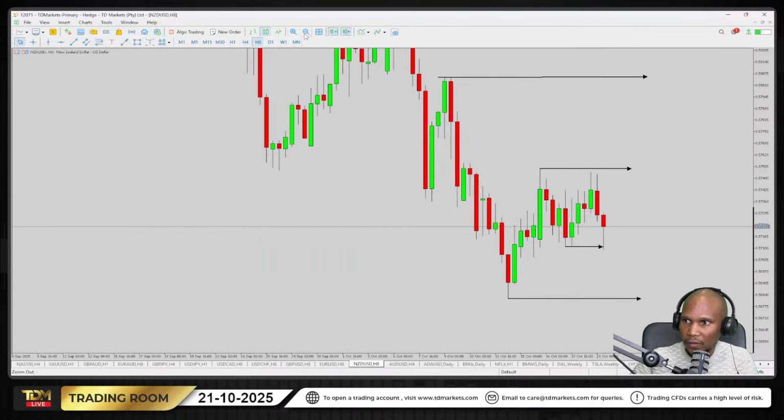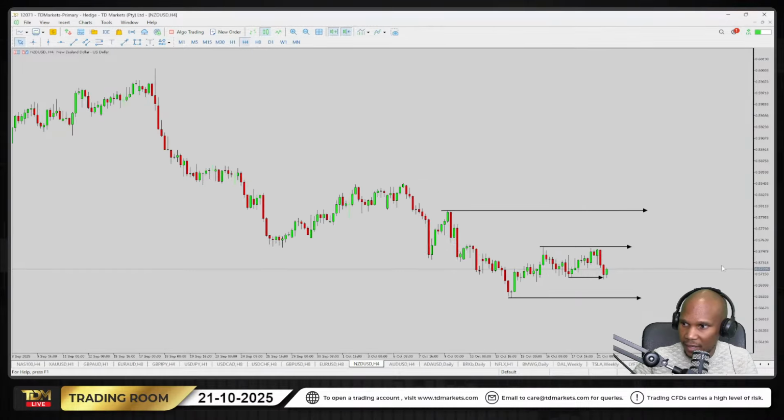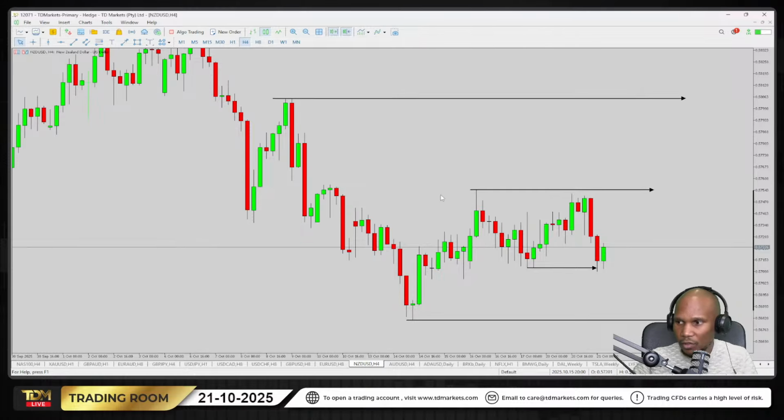So the trend we're seeing here at the moment is bearish. The market continues to create lower lows and lower highs. But at the moment, the market is trading within a correction that's creating what we call a complex structure, or complex corrective pattern. Why is it complex?